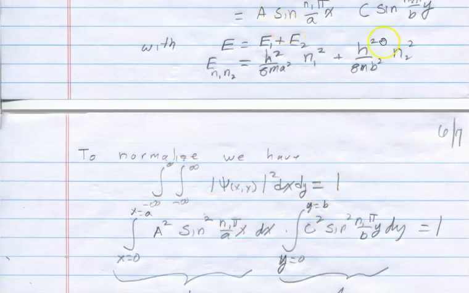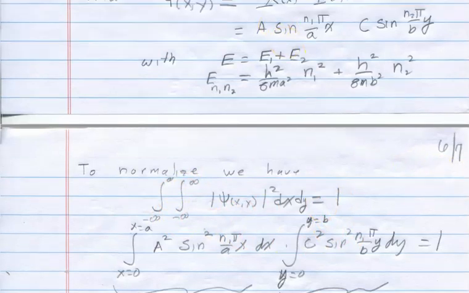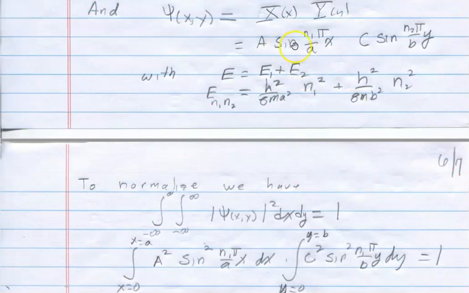Now, since I've left these in the form up here, I'll go ahead and plug those into this. It's 0 outside, and so these integrals become an integral over x from 0 to a of just this term, A squared times sine squared, times C squared, the integral over y of just the y portion.